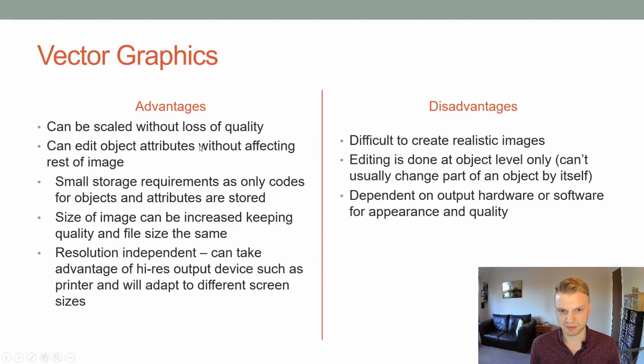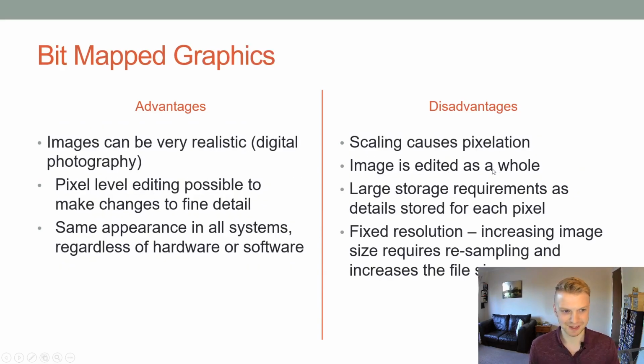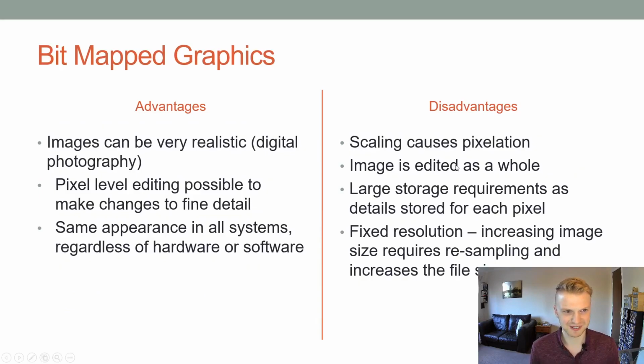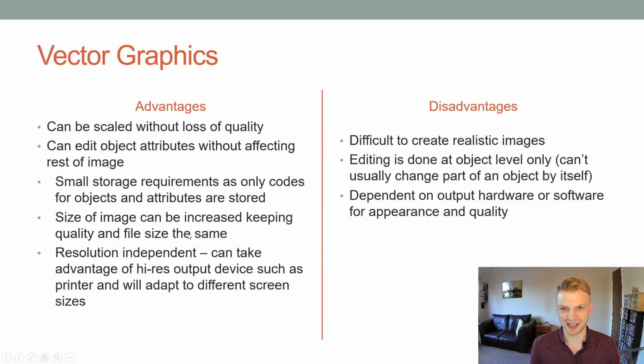Objects can be edited without affecting the rest of the image. Right, this makes sense why I put the disadvantage in the last one: image is edited as a whole. What it means is you can move one circle across a vector image and it's not going to affect everything, whereas you can't really do that in a bitmap graphic unless you cut it out, and then it's going to leave a massive hole in your image. So yeah, you can edit individual objects.